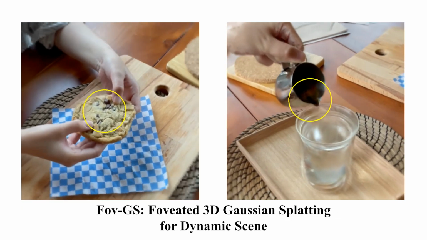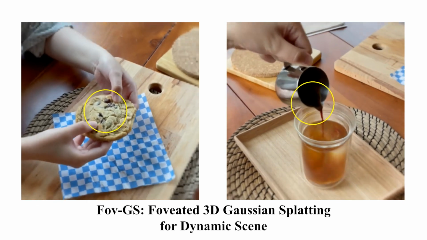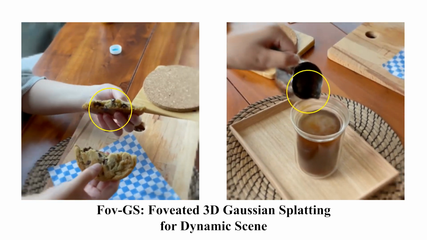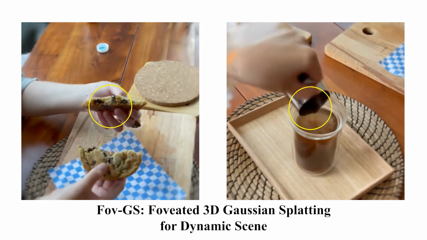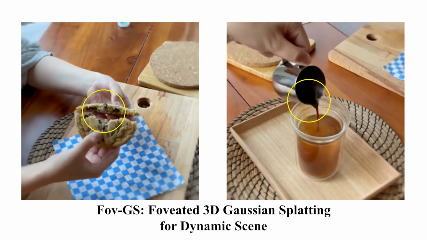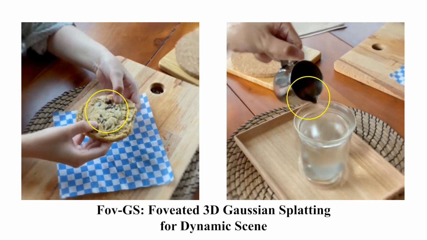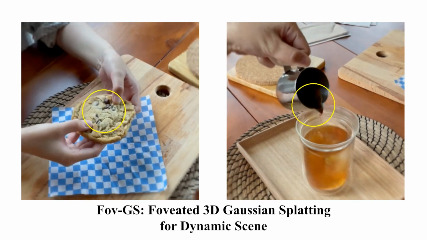In conclusion, we proposed a foveated 3D Gaussian splatting method for dynamic scenes and real-time rendering. Compared to existing state-of-the-art methods, our method not only achieves more realistic rendering quality in the foveal and salient regions, but also dramatically improves rendering performance.